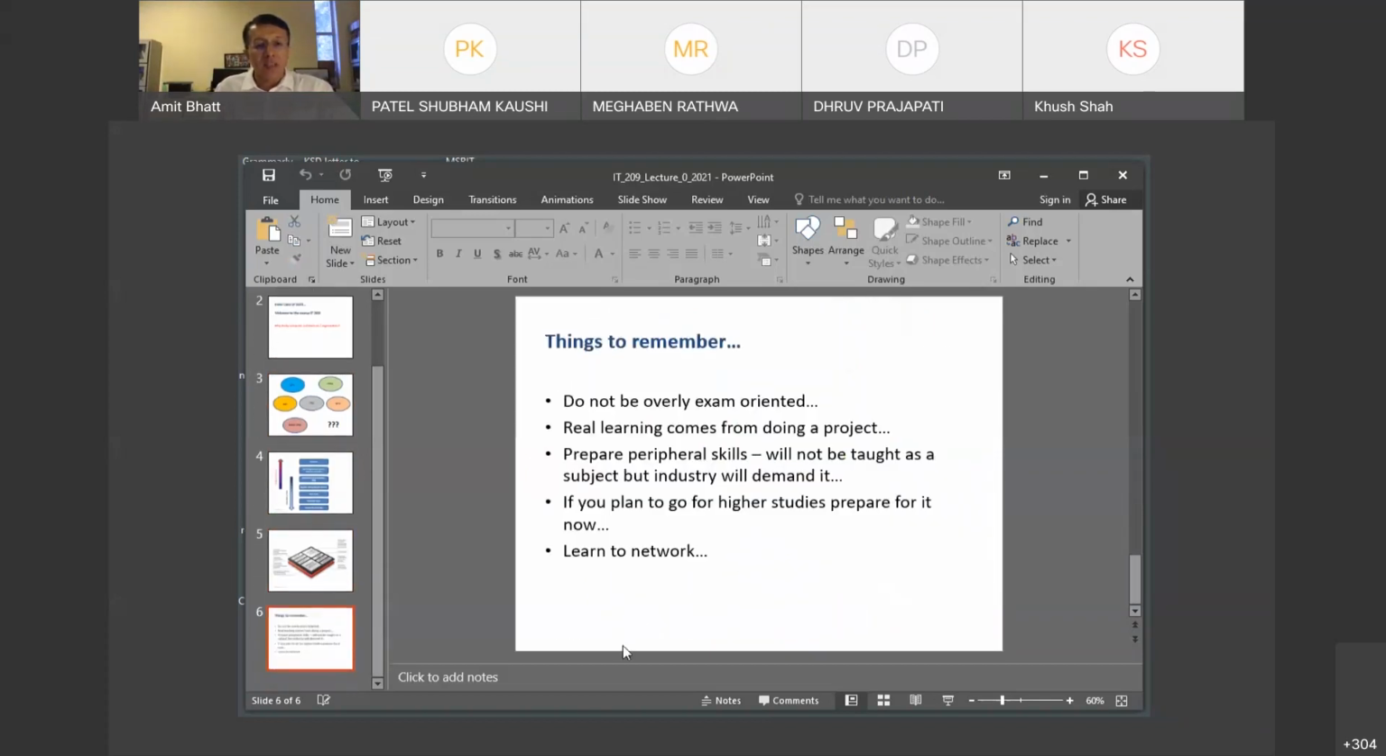Now, some last things before we close today's session, things to remember. We may or may not get time to discuss these things during the semester, but I want you to remember this for the rest of this semester and the rest of your studies. I've seen that most of the students have become exam oriented, that the grades are important and either admission will be determined by my grade or a job cutoff will be determined by my CPI.